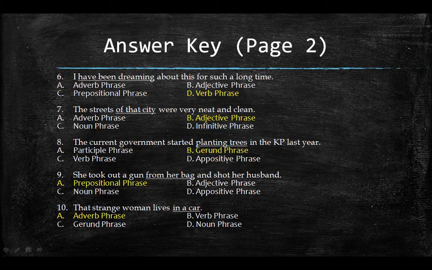That strange woman lives in a car. Lives where? In a car. Adverb of place. It's prepositional phrase also. But the option of prepositional phrase is not given. So it's adverb phrase also because it's indicating the place of the action in the sentence.